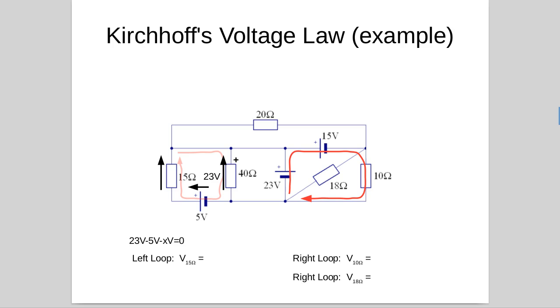So instead of following the direction of the loop, I'm going in the counterclockwise direction, the opposite direction. 23 minus 5 minus the unknown voltage is 0. So 23 volts minus 5 volts minus an unknown voltage is 0. If I rearrange that, I have 23 volts minus 5 volts equals the unknown voltage. Therefore the unknown voltage is 18 volts. This resistor here has 18 volts across it in the direction shown.